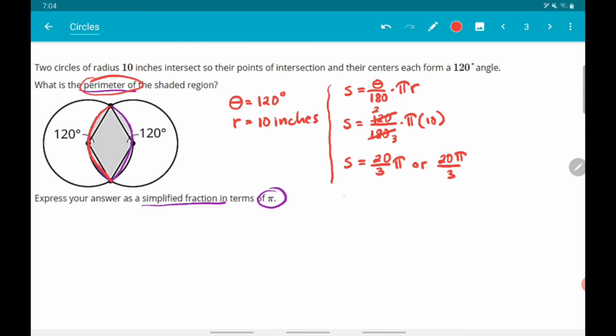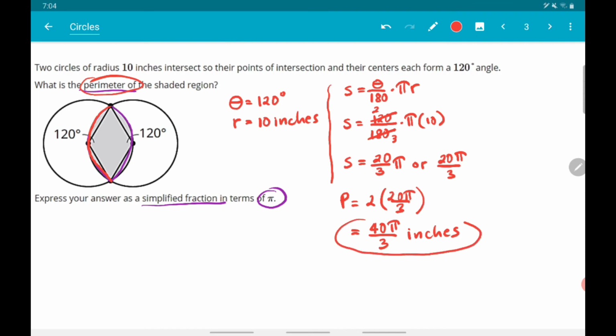The perimeter now is equal to twice 20 pi over 3, which gives us 2 times 20 is 40. 40 pi over 3, and we're looking at inches. And since 40 and 3 are mutually prime, we can leave it as that. So the perimeter the problem is asking us to find is 40 pi over 3.